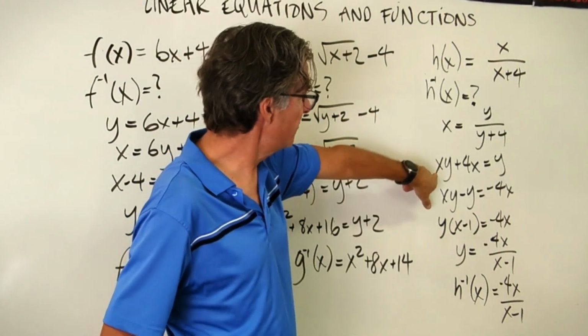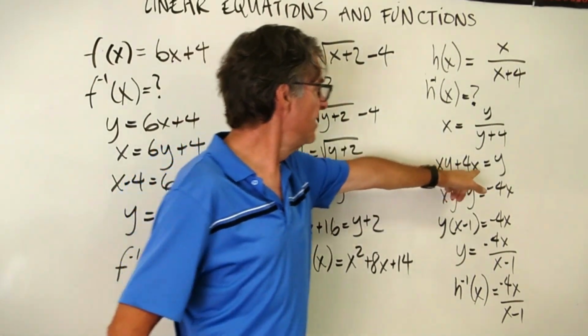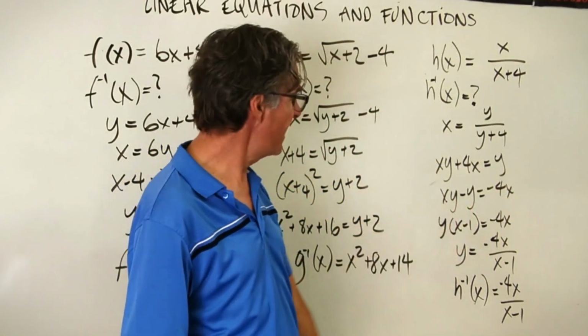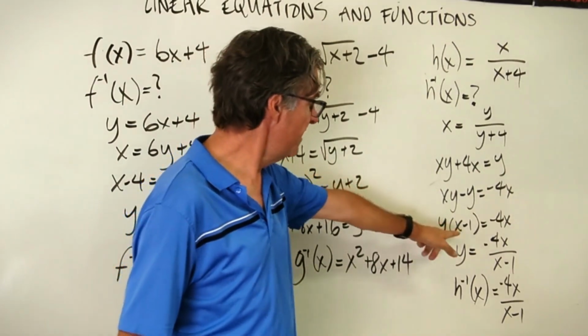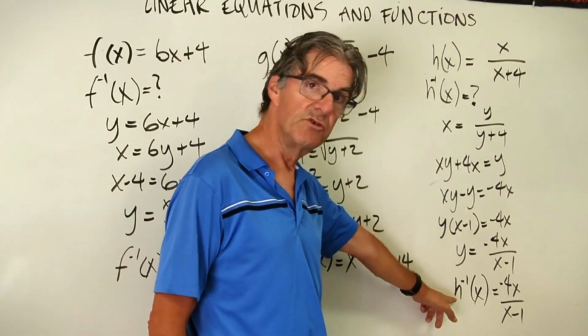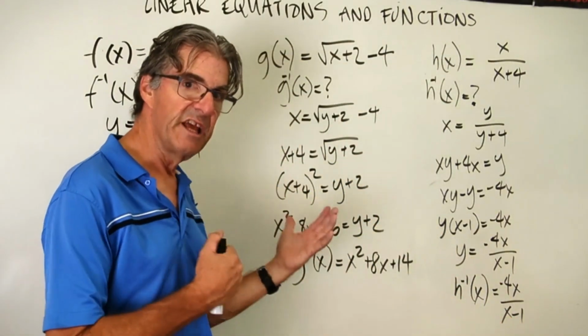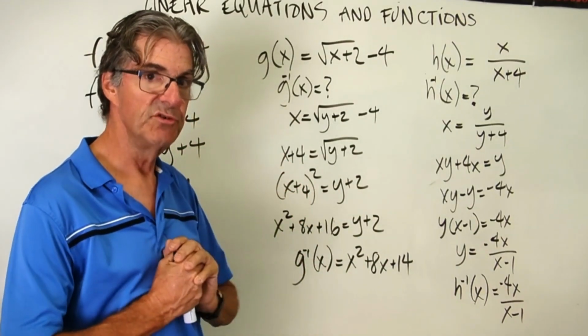I did my distributive property on the bottoms to get them on one side. I switched these two terms to get the two y terms on that side. I factored out the y, then I divided by x minus 1, and finally turned that into inverse function notation with minus 4x over x minus 1. Again, if you didn't get that, pause the video and troubleshoot your steps.